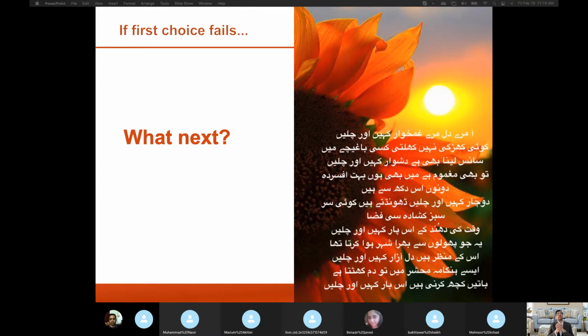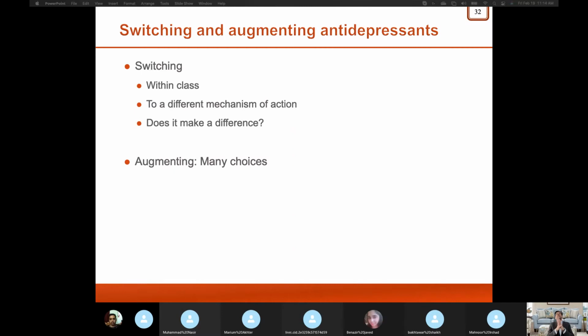Again, what next? Okay, what next? Switching and augmenting antidepressants. So if I have given an SSRI to my patient, say 20 milligrams of escitalopram, and the patient is not responding, what should I do? Should I change it or should I continue with the same and augment it? These are the two strategies that we opt for. So the first strategy, switch. The person is not responding to the current medication, so I will switch to another SSRI or SNRI or tricyclic, whatever the treatment guidelines I want to adopt, and go for it.